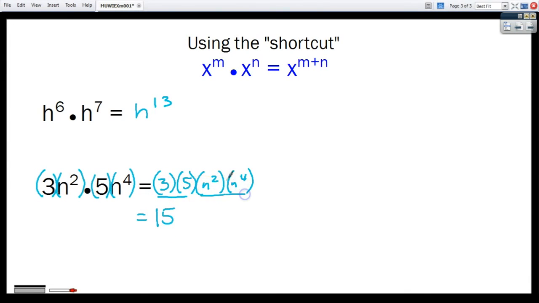Here's where we add our exponents. n to the second times n to the fourth. Add the exponents, we get n to the sixth. So 15 n to the sixth. All right, let's try a couple more.